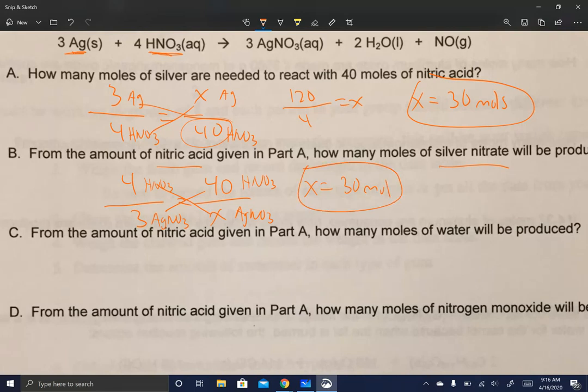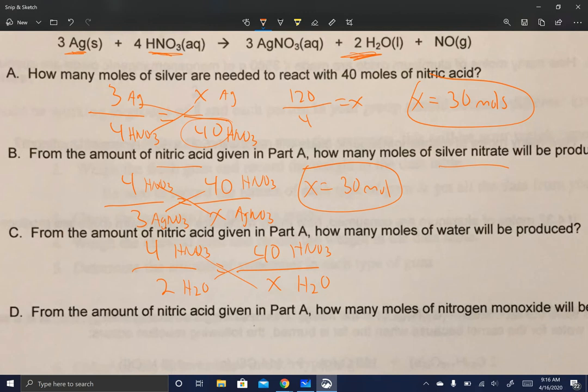Okay. C: from the amount of nitric acid, so again we're using 40 moles, how many moles of water? So now, 4 moles produces 2. Here's my HNO3. Here's my H2O. If 4 moles produces 2, then 40, again that same 40, will produce how many moles of water? If we increase this to 40, then we're going to get much more water out of this. Cross multiply, again it's a factor of 10.